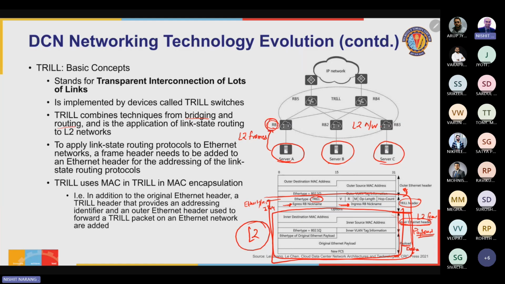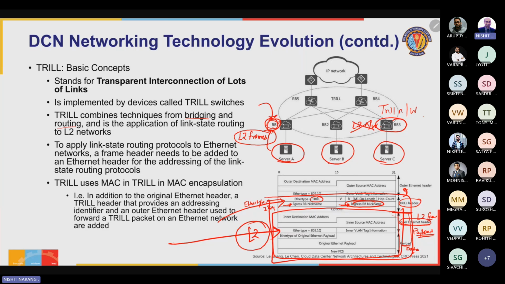But the RB knows that it is no longer an L2 network. It's a Trill network. So what does the RB do? It takes this L2 frame coming from the server, which is this lower frame, and encapsulates it in the Trill header, which is like an IP header. In that it says, I am the source RB, that's where this ingress RB nickname comes in, and this is the destination RB. Using routing, I've determined the destination path, and now, putting in the destination RB, I forward this packet.